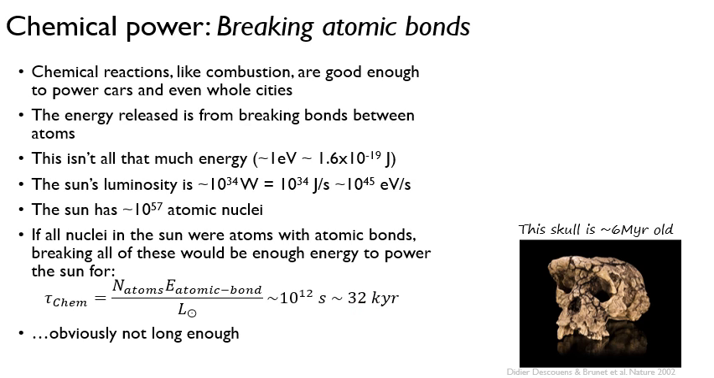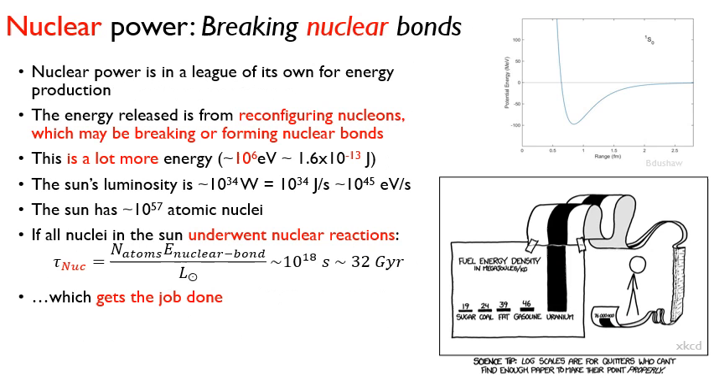That's obviously not long enough. You could be quite the science denier, and it would be hard to deny that we have hominid skulls that are 6 million years old, right? So the Earth's been around for at least that. Even if you don't trust geology, you can do radiological dating and figure out that 32,000 years just doesn't cut it. It's not even close. So it can't be chemical energy powering the sun.